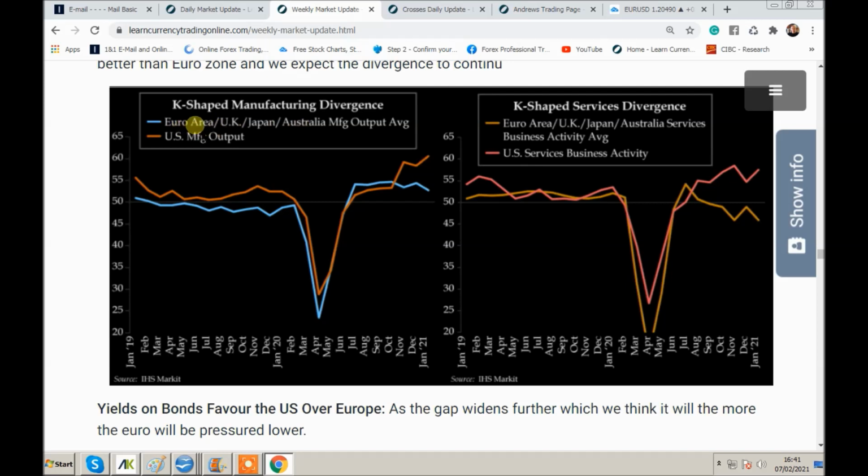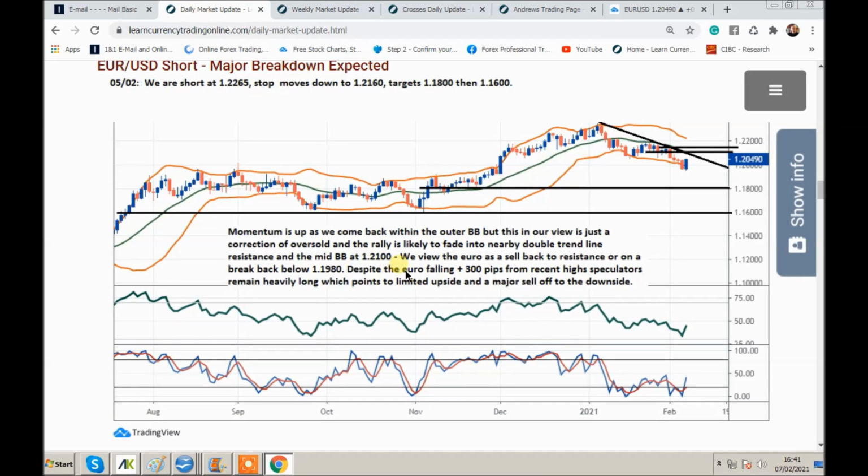The euro area is the worst of these 4 countries, but you can see in terms of manufacturing output, the US is up here, the other 4 going down a bit. Services, US up, other 4 down a bit. So you've got the market heavily long of the euro still, and basically you've seen the euro price come down. From our reading of various sources, the big speculative long position is still there. So there's plenty of room on the downside.